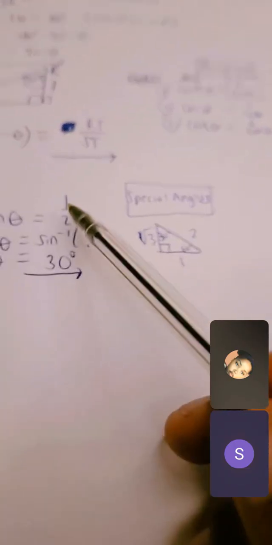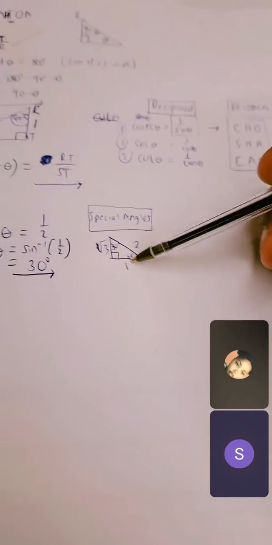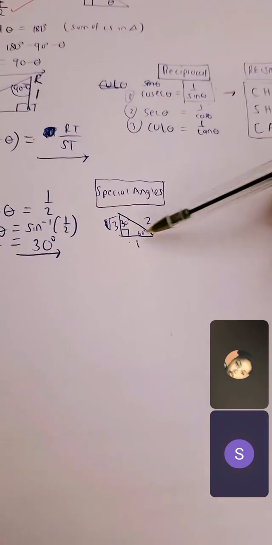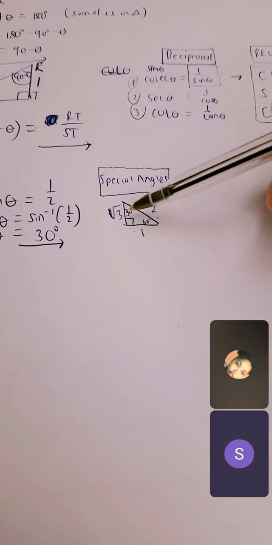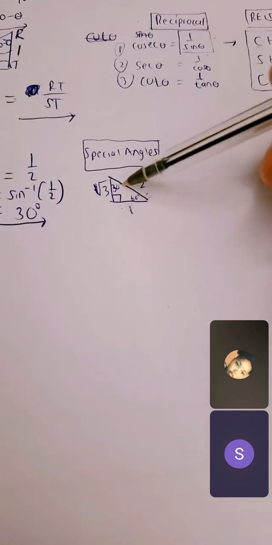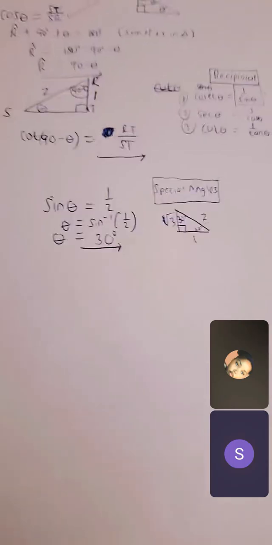Or because we know 1/2 is a special angle. Those special angle triangles help us out there. We can see 1/2 is one of the ratios of the special angle triangle, 30/60. If you go there to 30, sine 30 is opposite over hypotenuse. That's why theta is 30 degrees.